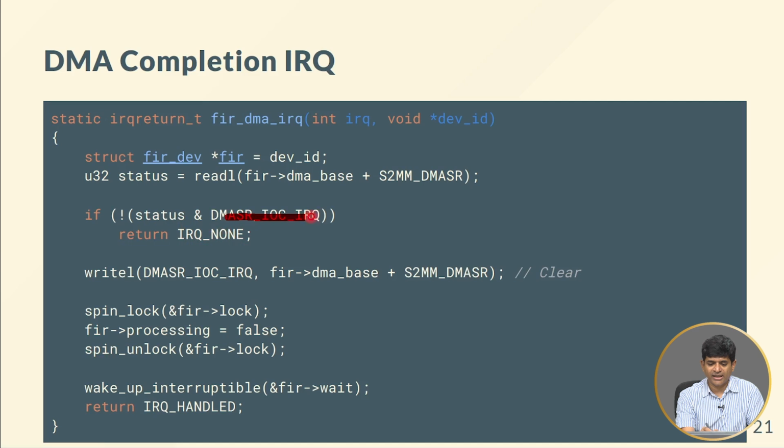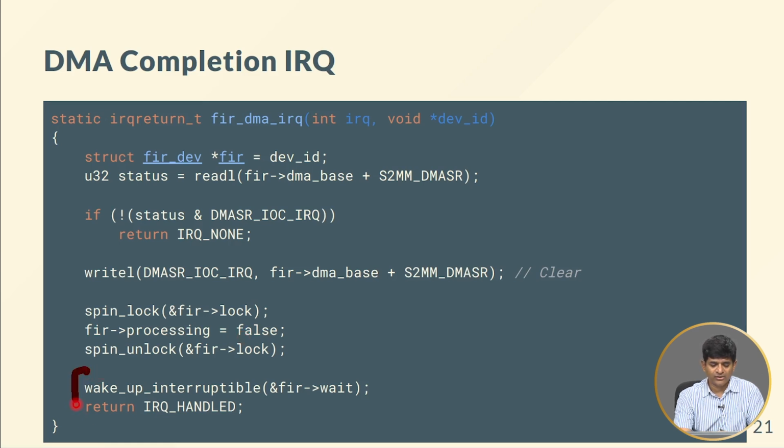Assuming that this was the correct IRQ, you first clear it, you set the processing to false, and then you wake up interruptible anybody who was waiting on this. In other words, you probably had a wait queue somewhere that was waiting on this. Why are we doing this? Remember that an IRQ handler cannot by itself do anything complicated. So I cannot have something which sets up another DMA or does something else inside the handler. All that it does is release this FIR processing, says okay, it's false, which means that at any other part of my driver, I can check and maybe initiate a new transfer.